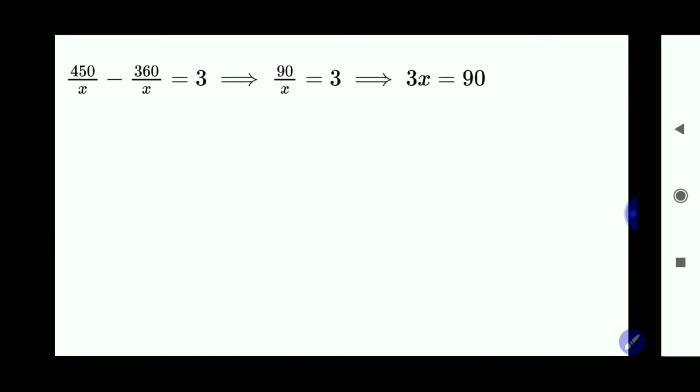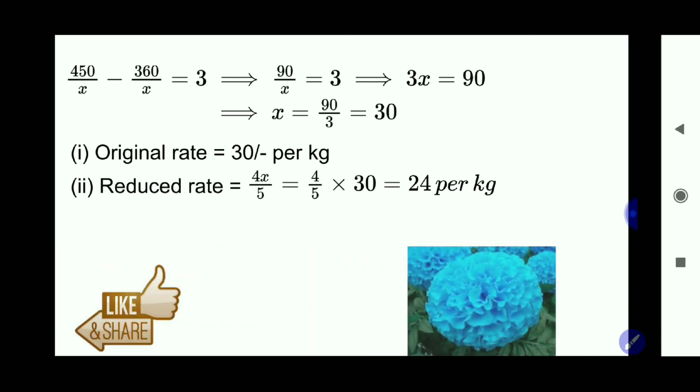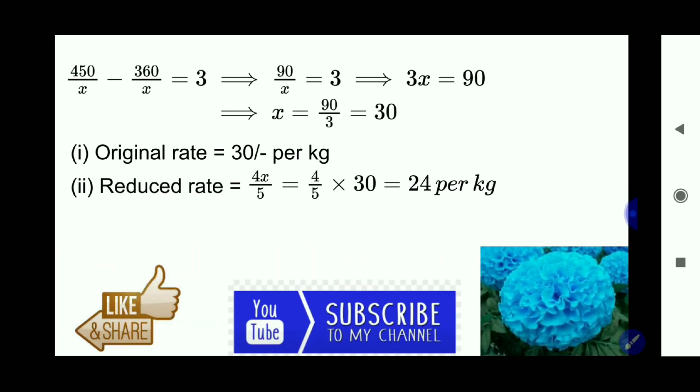Now the difference is 3 kgs. Hence it is 450 by x minus 360 by x is 3. The denominators are same. So it becomes 90 by x is equal to 3. By cross multiplication 3x is equal to 90. So x is equal to 30. So the original rate of the sugar is 30 rupees per case, and the reduced rate is 4x by 5. That means 4 by 5 into 30. That is 24 rupees per case.